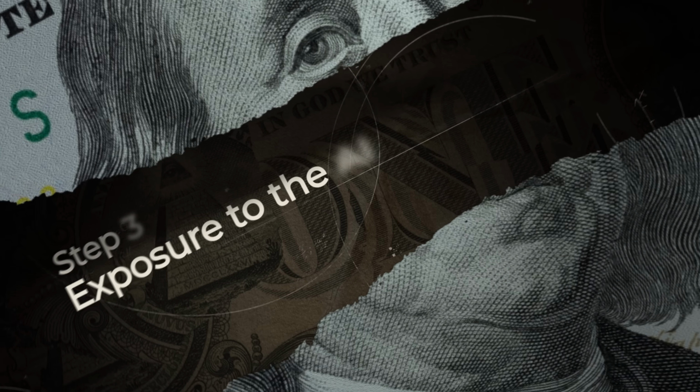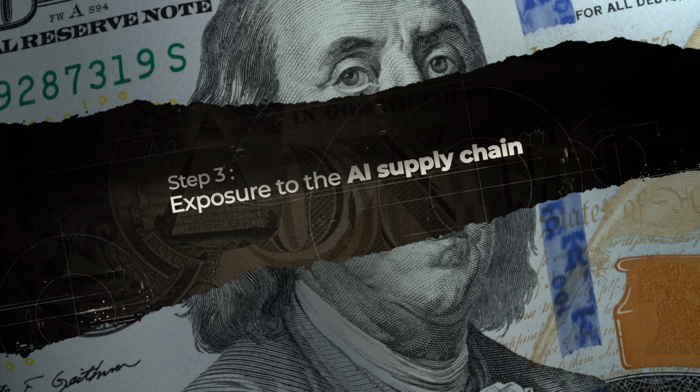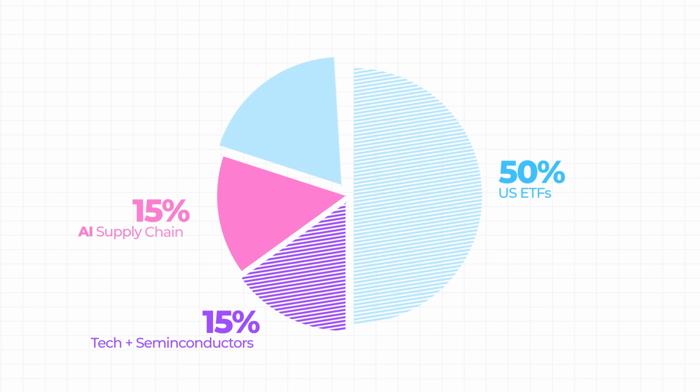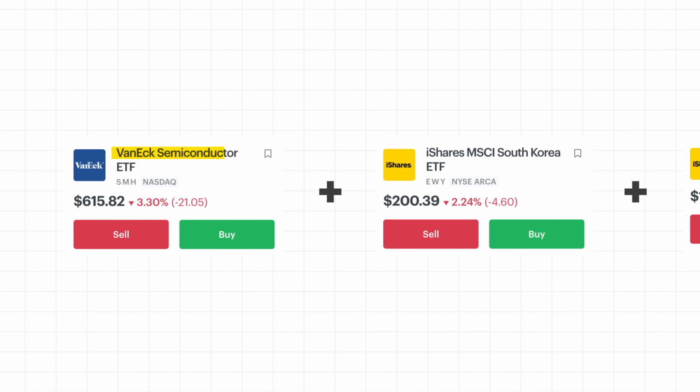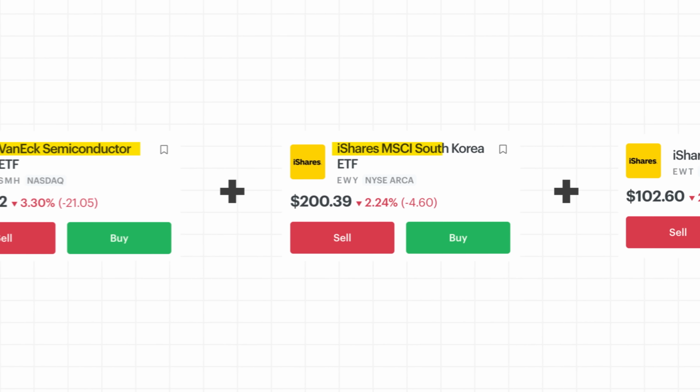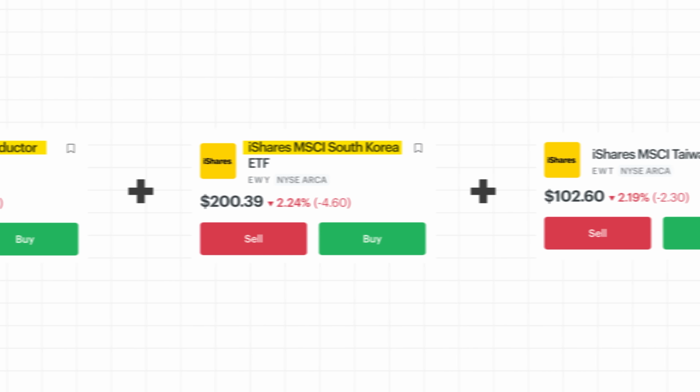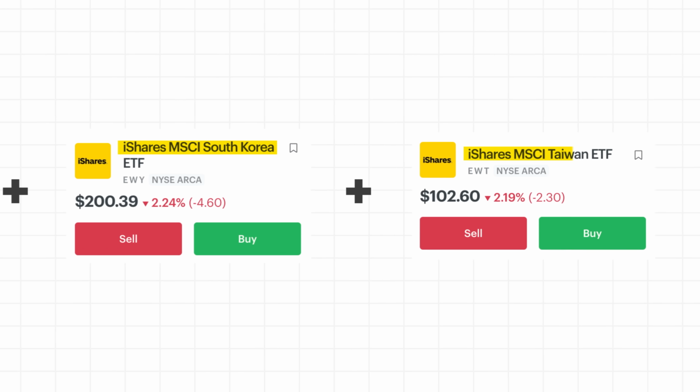Step 3. Once your core and growth portfolio is built, we move on to building exposure to the AI supply chain. Now, everyone talks about the large global AI companies, but no one talks about the potential in the AI supply chain. So, companies that basically build to supply to the AI heavyweights. 15% of your portfolio can go towards 3 ETFs here: the SMH, EWY, and EWT. SMH is the VanEck Semiconductor ETF, EWY is the iShares MSCI South Korea ETF, and EWT is the iShares MSCI Taiwan ETF.